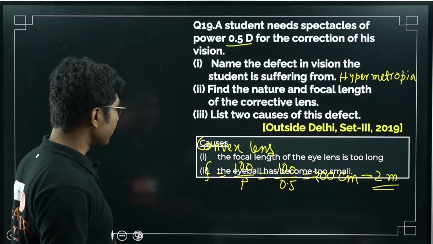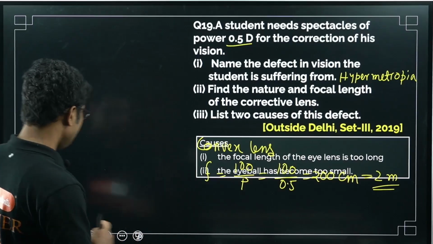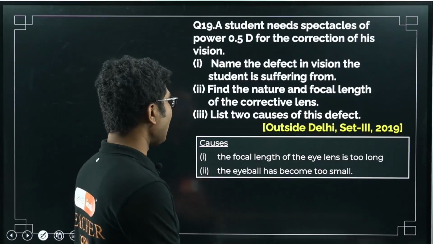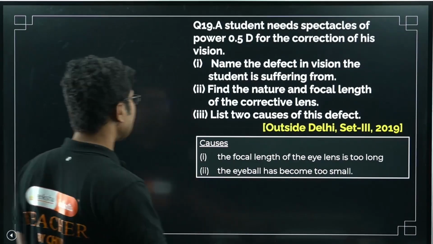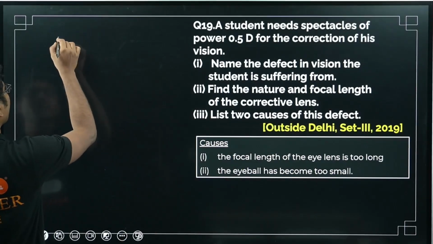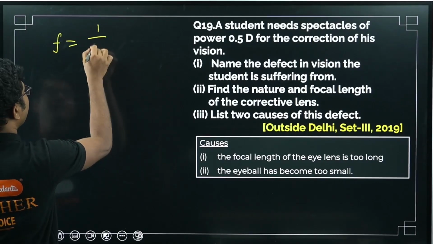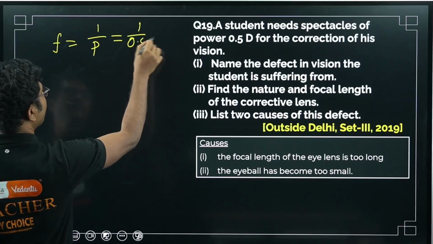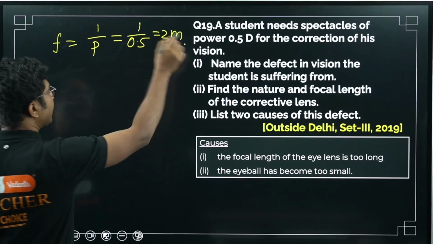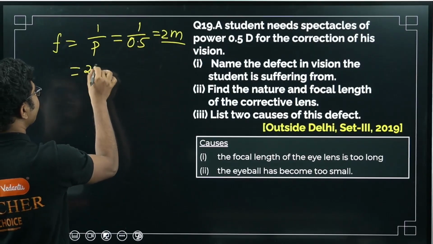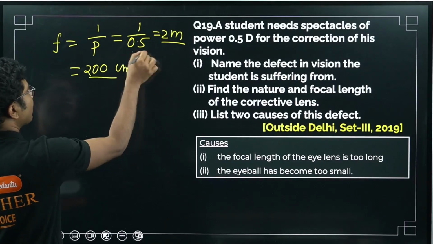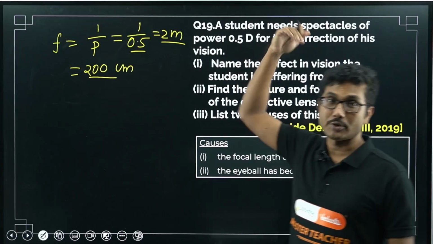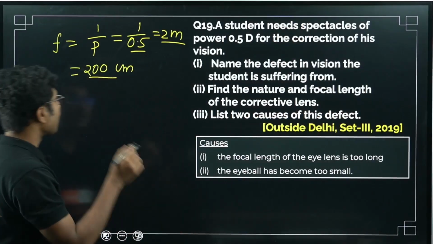So causes: the focal length of the eye lens is too long. The eyeball has become too small. So these are the 2 causes. Let me solve the focal length quickly. 1 by P, that is 1 by 0.5, that is 2 meters. In terms of meters, it is 2 meters, or you can write it in centimeters as well. Here the value 0.5 is less than 1, so you can divide it and find it in meters as well. But don't worry, and it's a convex lens.